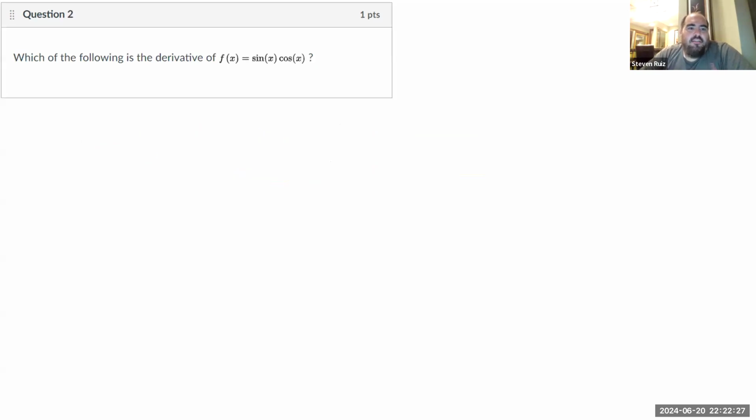All right, next one. Again, we have a function that is defined as the product of two functions. So we can kind of set it up the same way. F prime of x will be equal to the derivative of sine of x times cosine of x plus sine of x times the derivative of cosine of x.